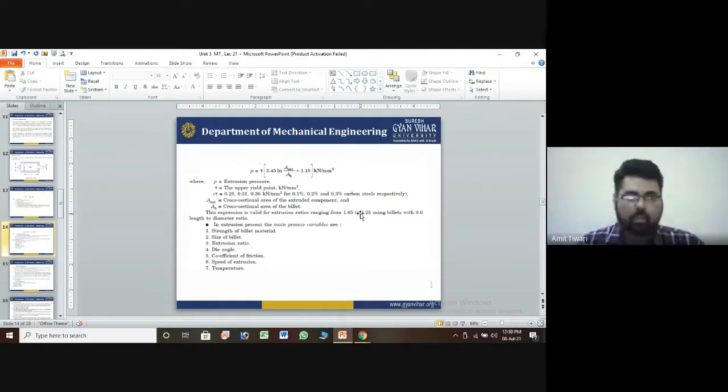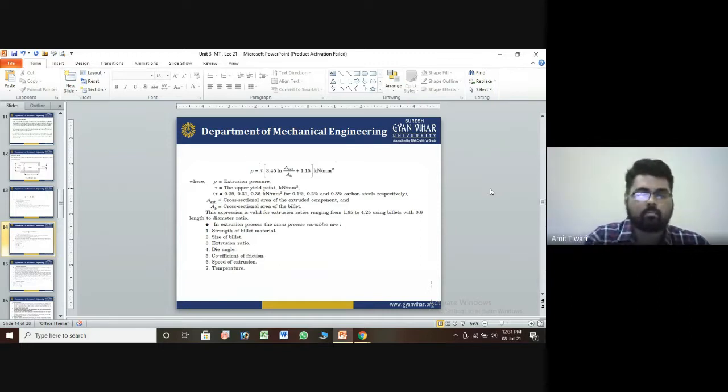So these are the answers we are discussing in this slide, which is very popular, on how you can find it by formula. The expression is valid for extrusion ratios ranging from 1.45 to 1.65, using a plate with the given diameter and length. You can find these problems that basically occur during the process.